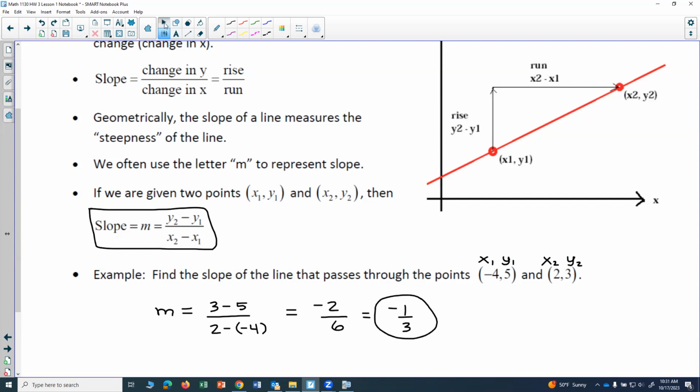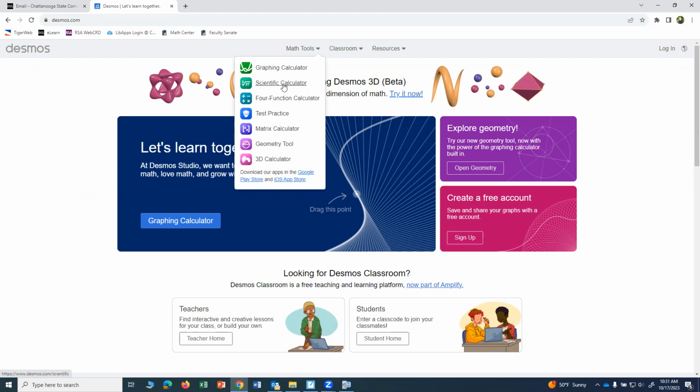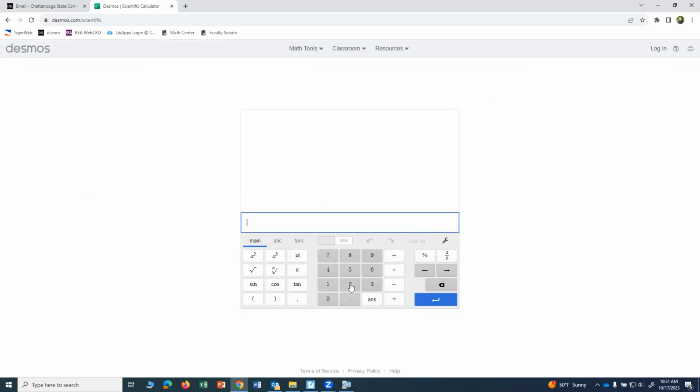Now, if you have trouble reducing fractions, you're welcome to use the TI-84 or Desmos. If you want to use Desmos, go to desmos.com, D-E-S-M-O-S dot com. Under Math Tools, you'll select Scientific Calculator. If you put in the 2 divided by 6, it will give you a decimal answer, but if you want a simplified fraction, you can click this button right next to the answer, and it says convert to fraction. It'll convert your answer to a fraction. So you can go ahead and do that.